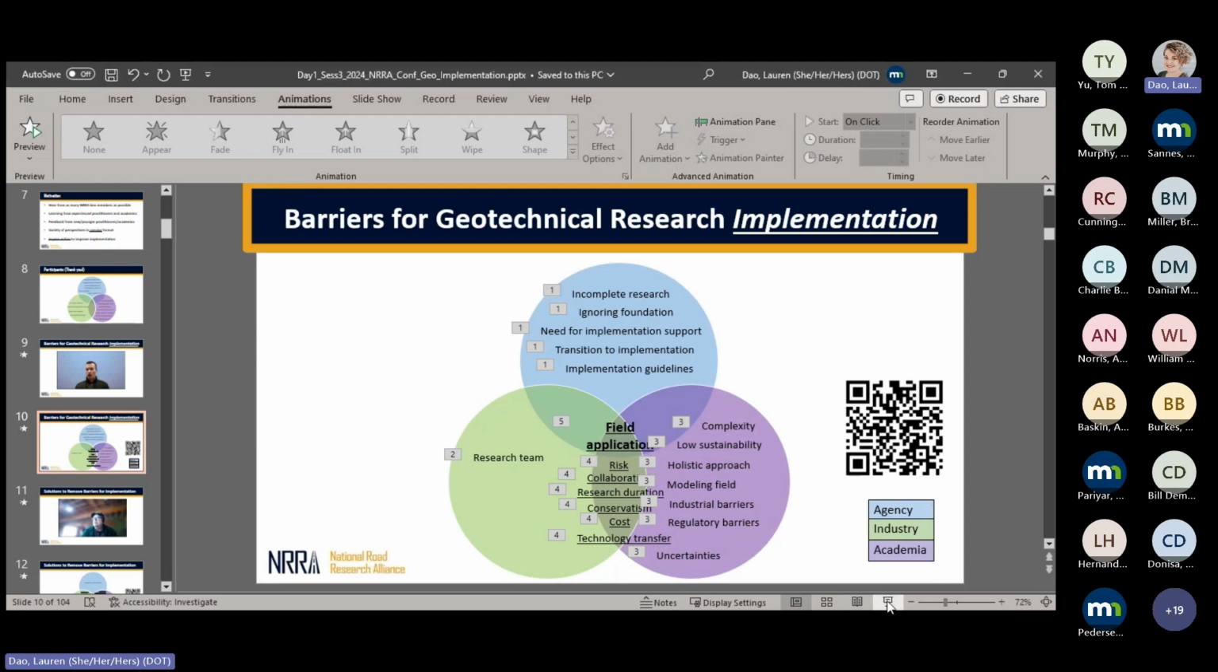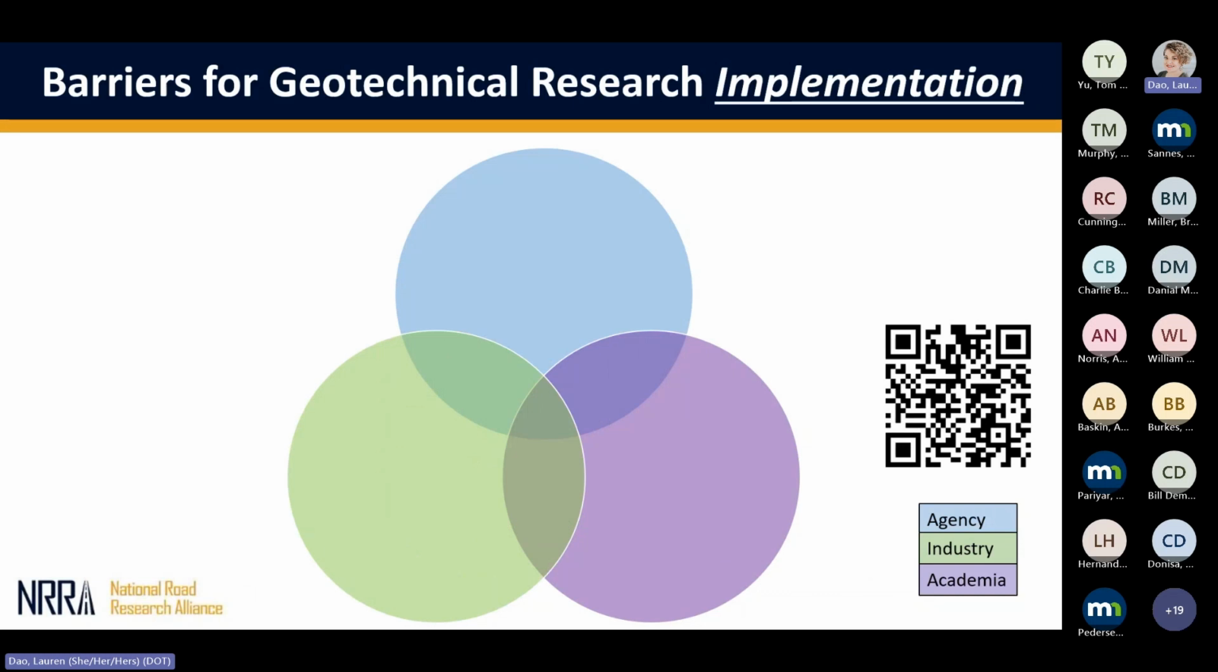Raul just changed the question in Mentimeter, so you don't have to rescan the QR code. You are probably seeing a new question. We would appreciate it if you can put what you think is the biggest barrier, a word or two, for geotechnical research implementation. You can either use the ones I'm just about to show, or maybe we have missed some points that you can point out, so we can do much better in terms of implementing our research outcomes.